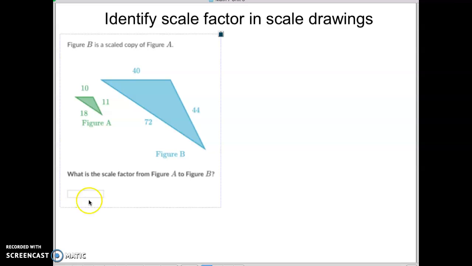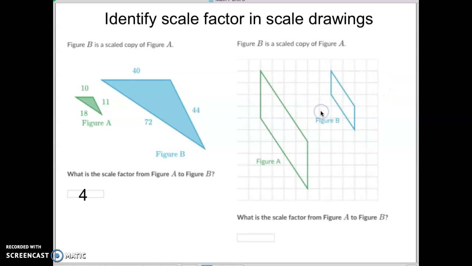They multiplied by 4. Whatever you multiply by is your scale factor. So your scale factor here is just simply 4. Yeah, it's that easy. Let's try one more here.